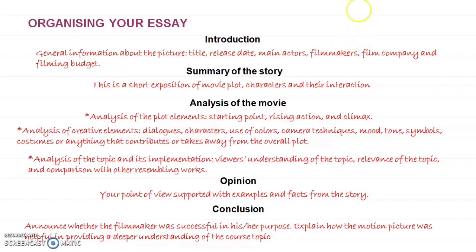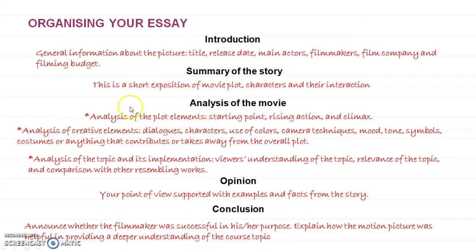Okay, next one, analysis of the movie. So what to analyze? Analyze of the plot elements. Okay, starting point, rising action, climax. Okay, dia punya kemuncak cerita. Okay, you analyze the creative elements. Okay, dialog dia macam mana? Dialog dia ni guna bahasa pasar ke? Dialog dia tu cantik. Makan dalam kan? Ada terbiah sentap ke? Okay, so you comment on the dialogues.